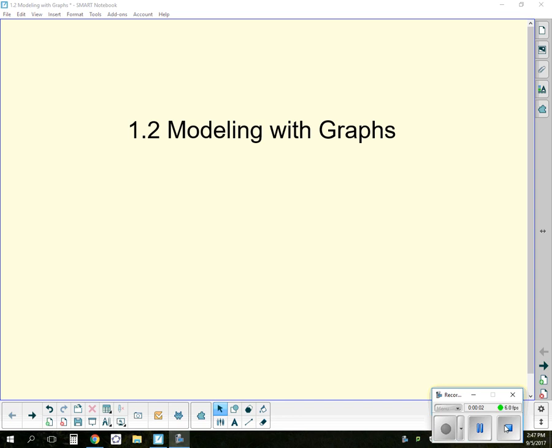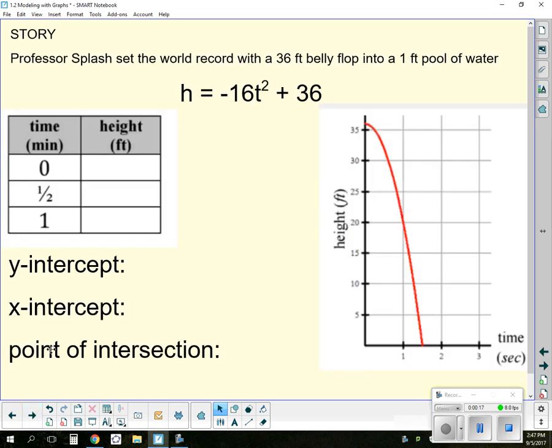So congratulations, you have passed your first mastery check, hopefully if you are watching this, and you are on to section 1.2 where we will be modeling with graphs. So we talked about Professor Splash last video. He set the world record with that 36-foot belly flop into the 1-foot pool of water. Here's the graph we ended up coming up with.